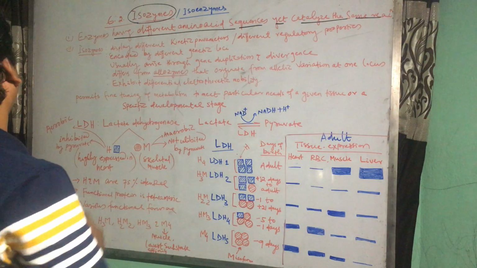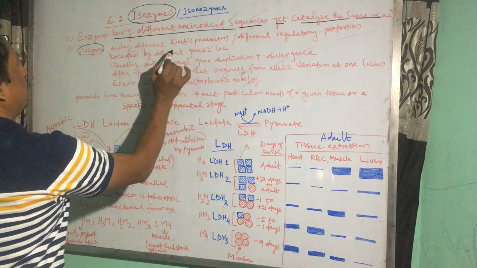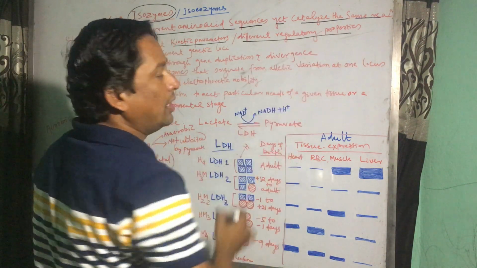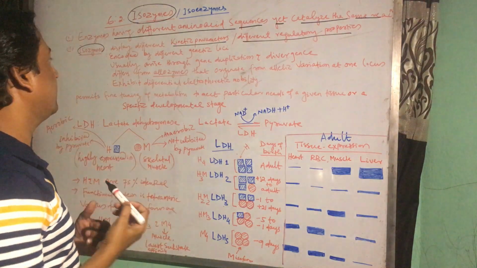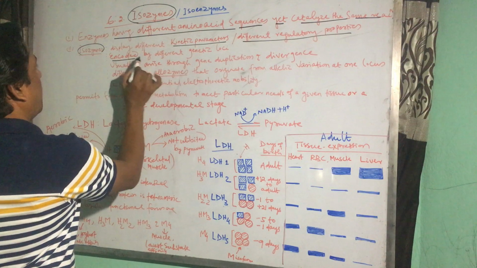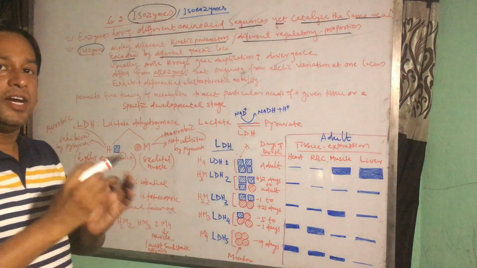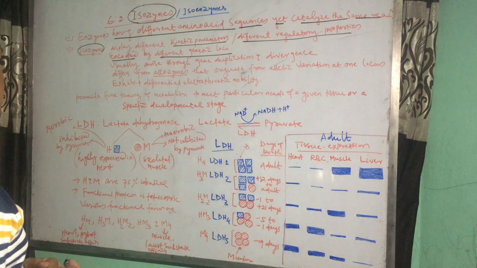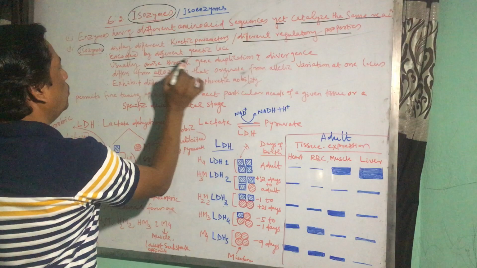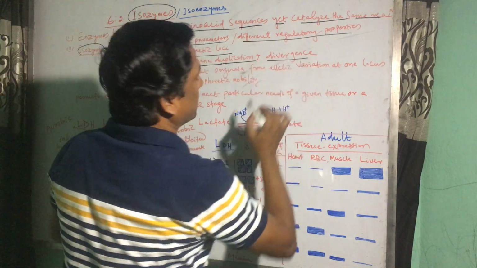So these are the enzymes which display different kinetic parameters and different regulatory properties, as we will be looking at with an example. They are encoded by genes localized at different genetic loci. They originate through gene duplication and divergence.